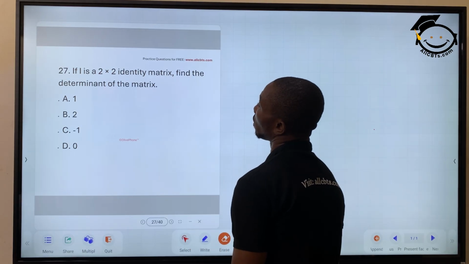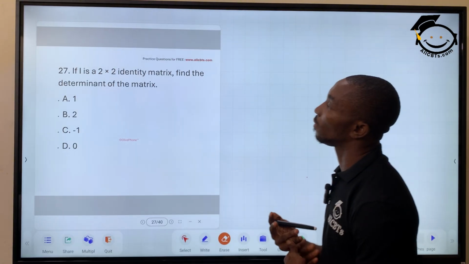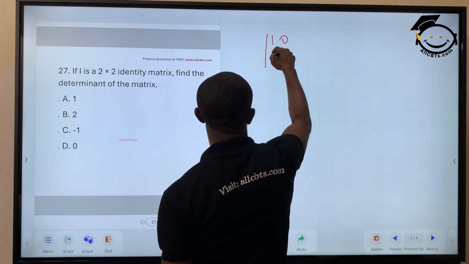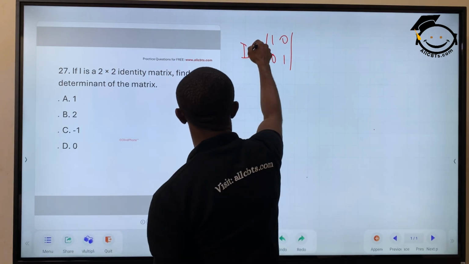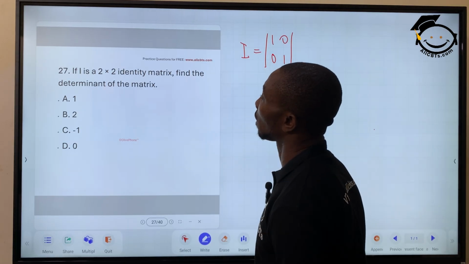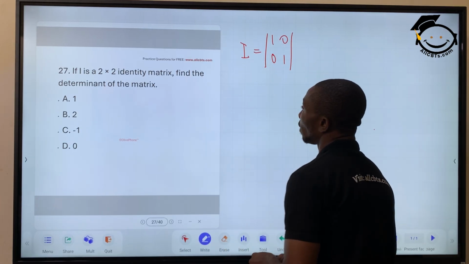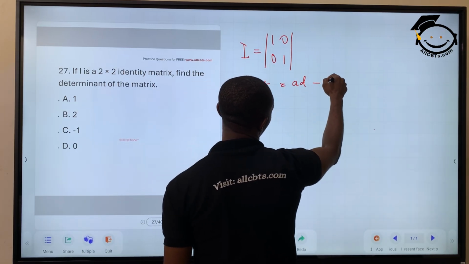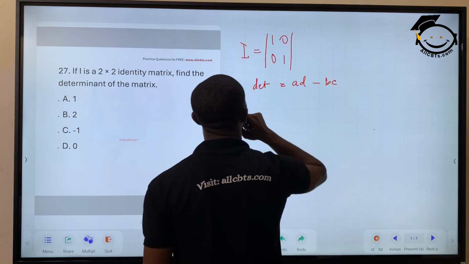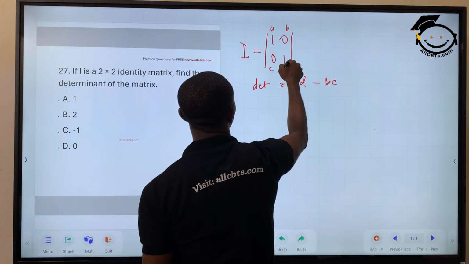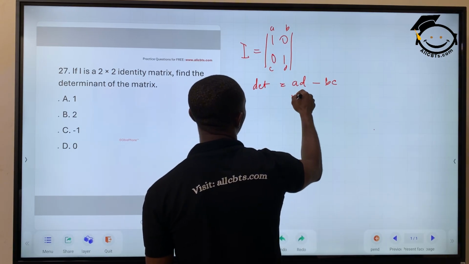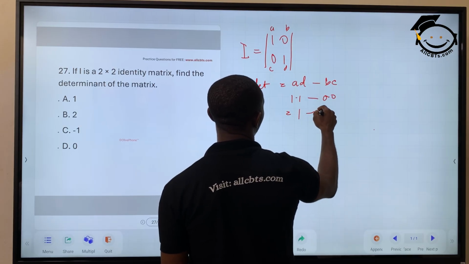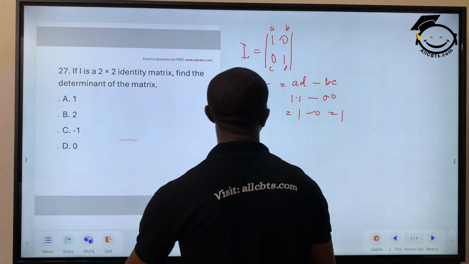Okay, the next question says find the determinant of I, that's an identity matrix where we have 1, 0, 0, 1. It says find the determinant of the matrix. We know that to find the determinant we have it as AD minus BC. Here is A, B, C, D. So AD is 1 times 1 minus 0 times 0. So this gives us 1 minus 0, which is 1. So our determinant would be 1.